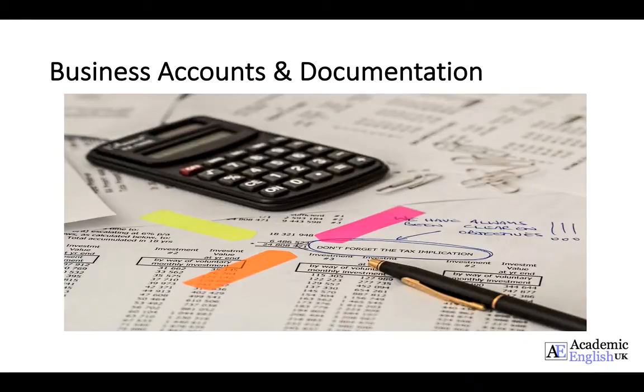If the buyer of the goods is VAT registered, then the buyer can claim back the amount of VAT on the invoice from the tax authorities. In the UK, the tax authorities are called HM Revenue and Customs.